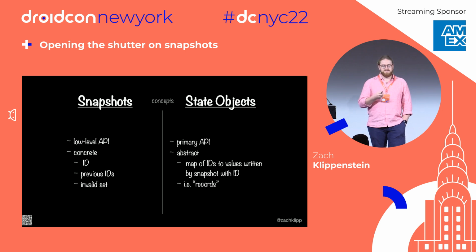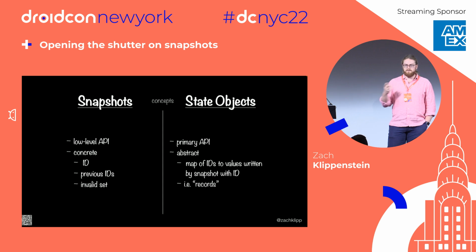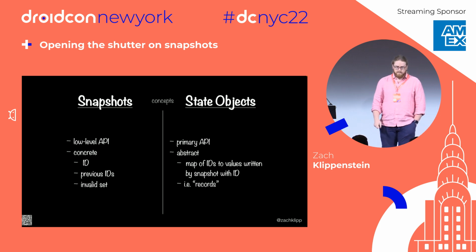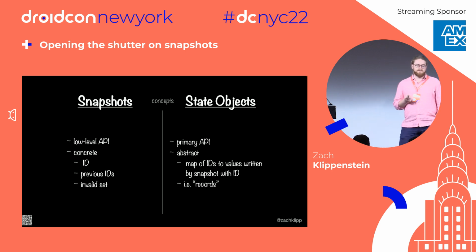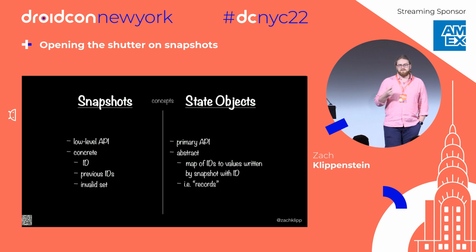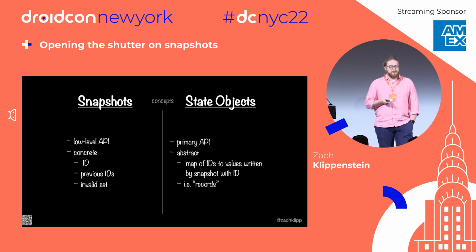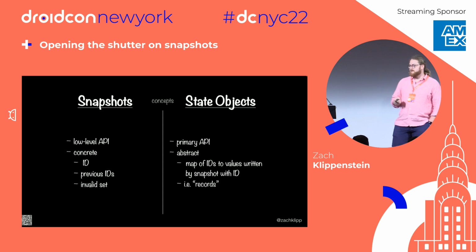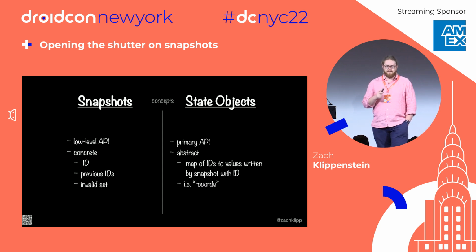So some other comparisons. Snapshots are a relatively lower level API. If you've used Compose, you probably haven't actually had to use snapshot APIs directly, but you've probably just created state objects. Mutable state of and friends are the main API into this system. Snapshots are concrete objects that have some well-defined data. They have an ID. Every snapshot has a unique ID. They also have the history of the previous IDs that snapshot has had, and a set of invalid IDs. And I'll talk more about why those are needed in a bit.